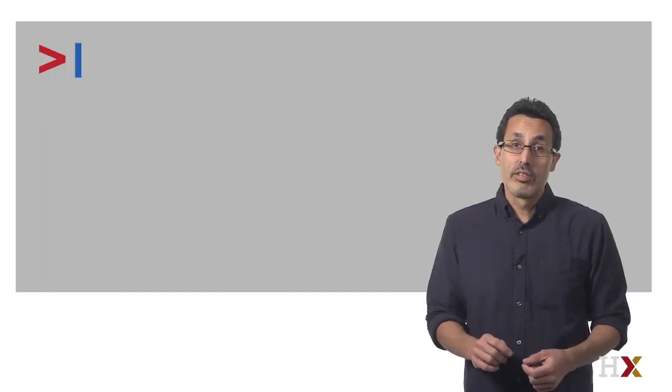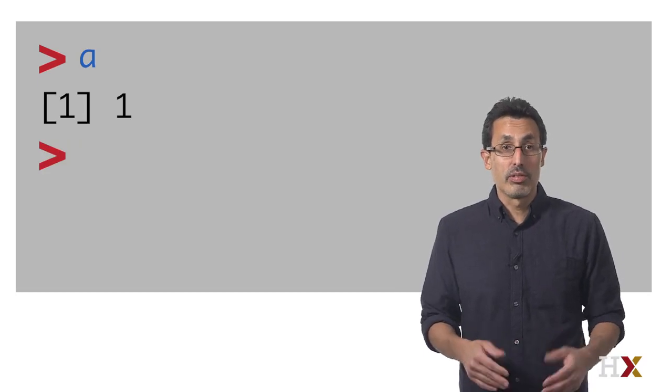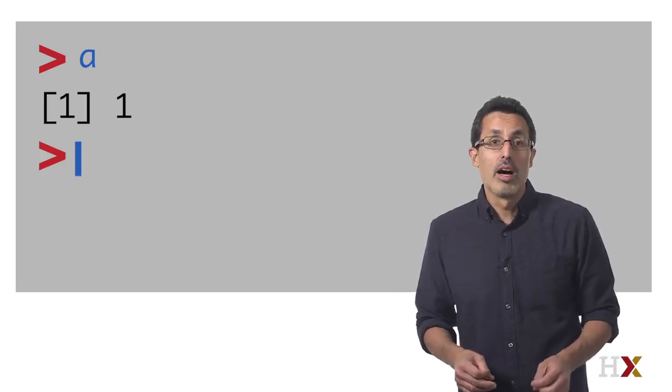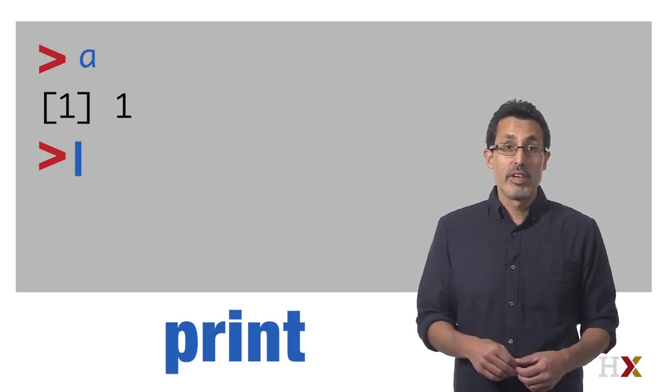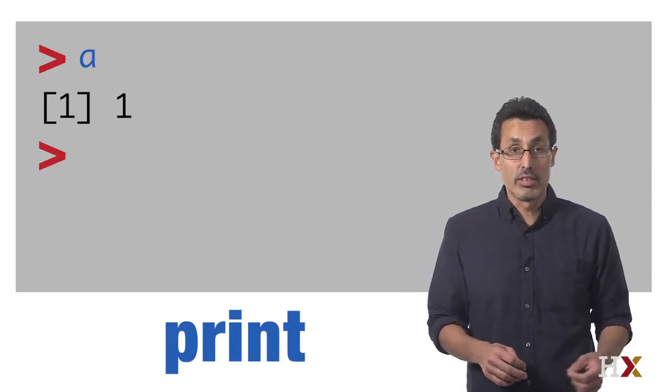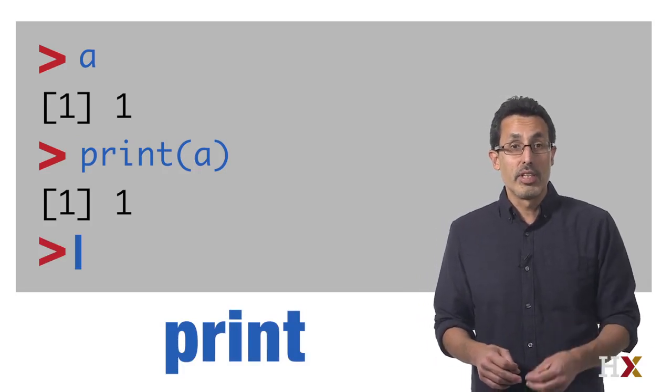To see the values stored in a variable, we simply type it like this. We type A in the console, and when we hit return, R shows us the value stored in A, which is 1. A more explicit way to ask R to show us the value that's saved in a variable is to use the print function like this. So we write print, parentheses, and inside the parentheses, the object name A.